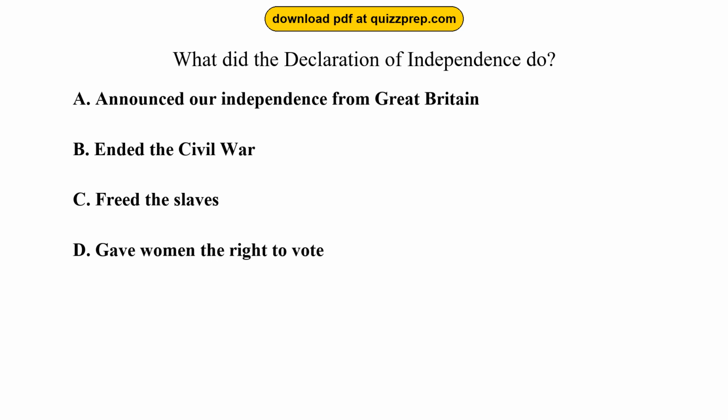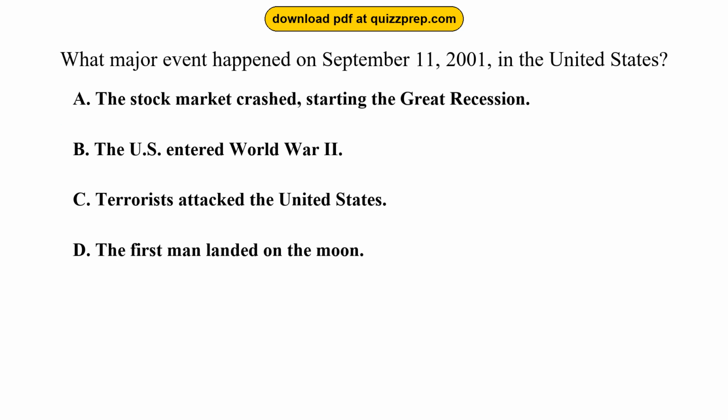Option A, announced our independence from Great Britain. Option B, ended the Civil War. Option C, freed the slaves. Option D, gave women the right to vote. The correct answer is option A, announced our independence from Great Britain. Adopted on July 4, 1776, it declared that the United States was free from British rule. Question 31. What major event happened on September 11, 2001, in the United States?